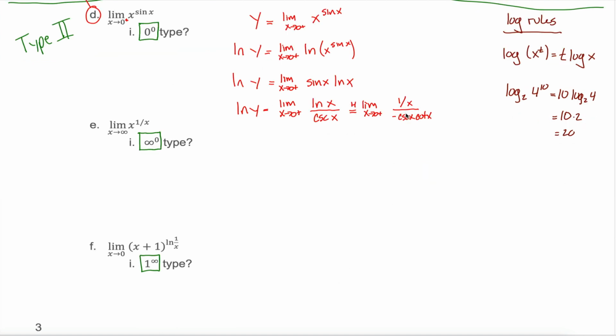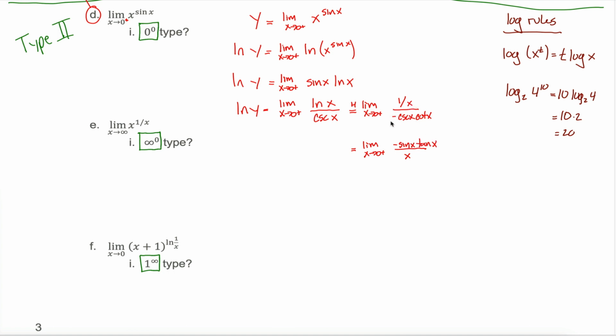Is this a limit we can evaluate? I have no idea when it's written in this form, so why don't we clean it up a little bit? Instead of 1 over x up on the top, I can put an x down on the bottom. Instead of negative cosecant of x times cotangent of x down on the bottom, I can recognize that the reciprocal of cosecant is sine, and the reciprocal of cotangent is tangent.